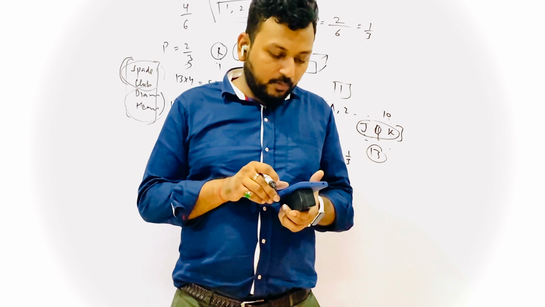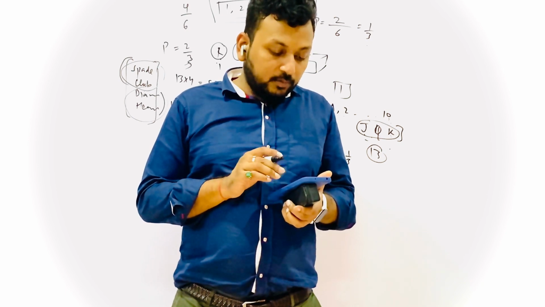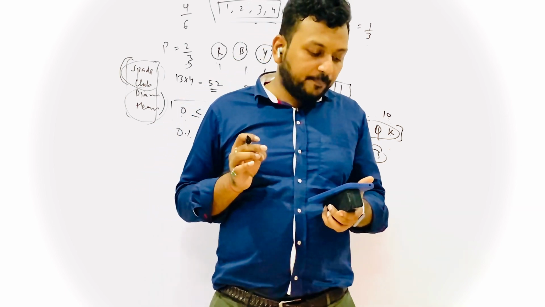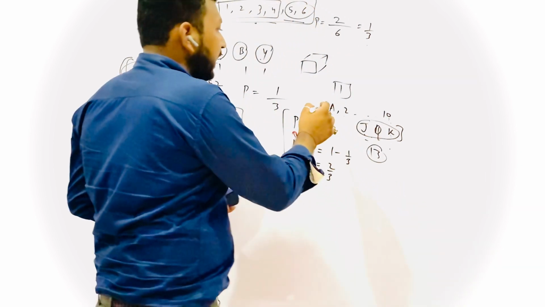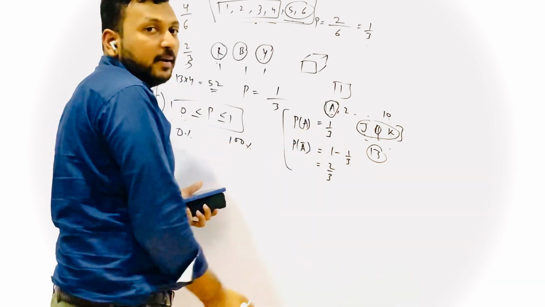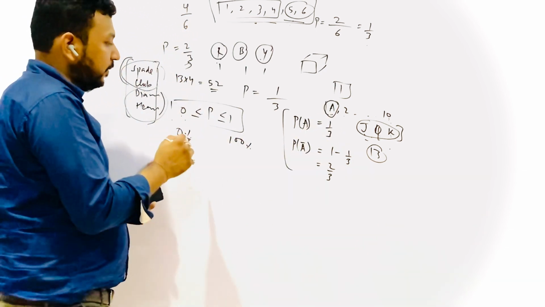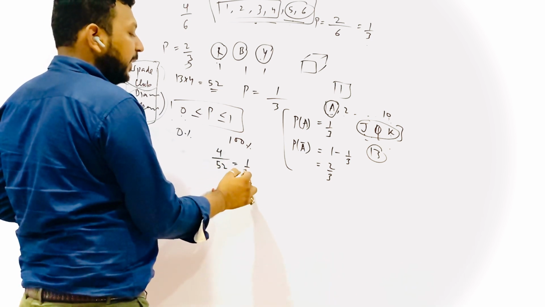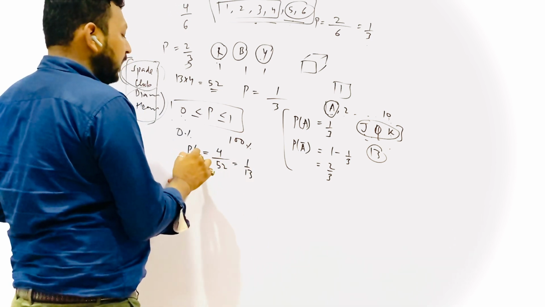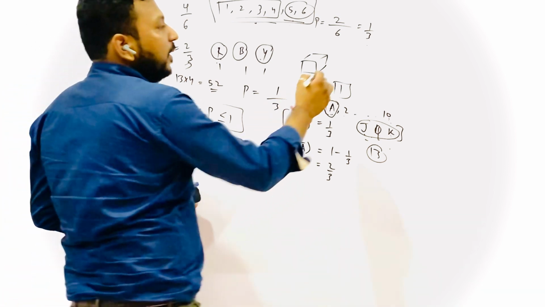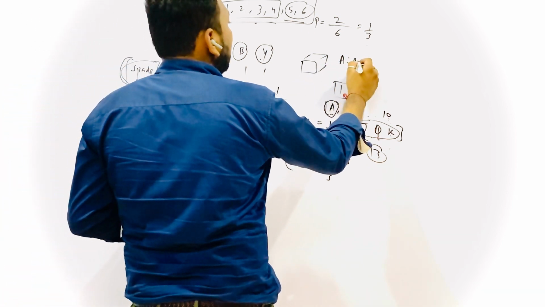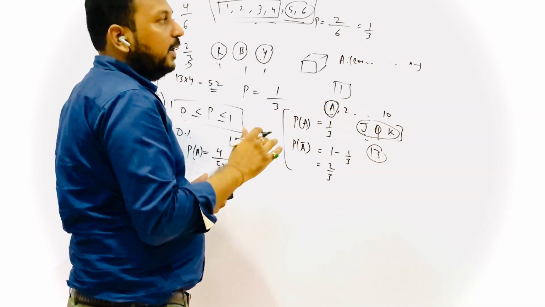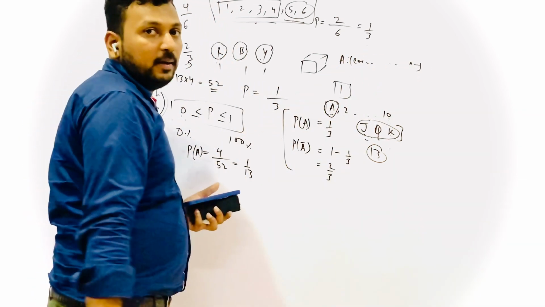So example number 4: one card is drawn from a well shuffled deck of cards. Calculate the probability that it will be an ace. So how many aces are there? 4, one of each type. So my favorable outcomes are 4 upon total outcomes 52, that is 1 by 13. You can write, let A be an event of getting an ace. So the probability of getting an ace is 1 by 13.